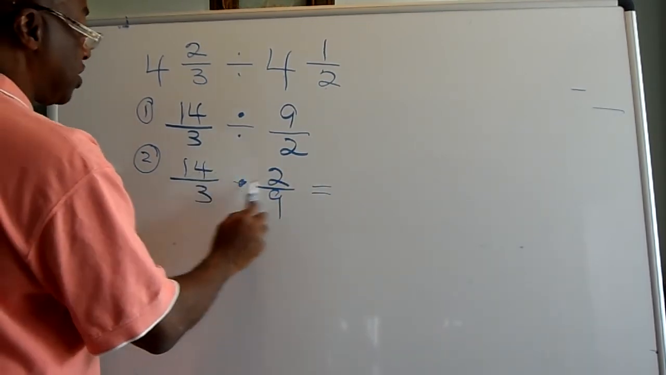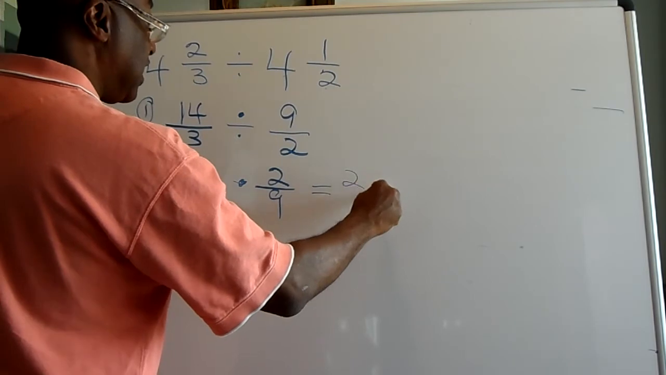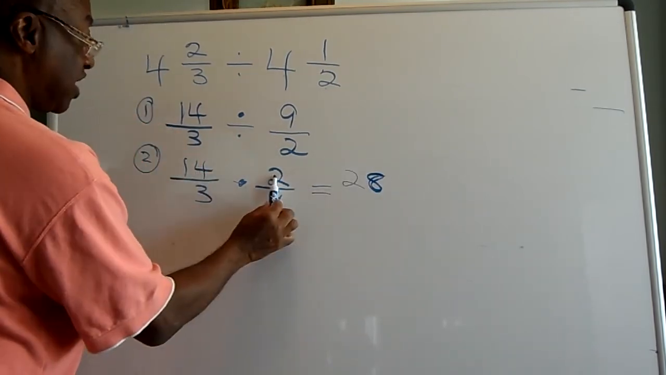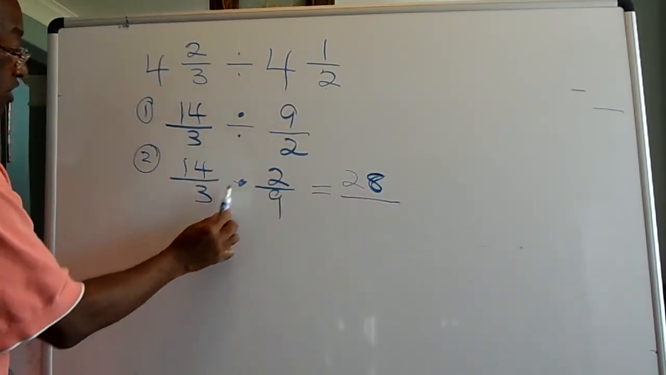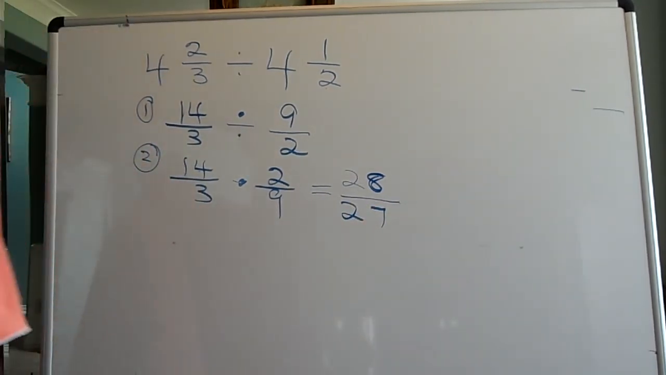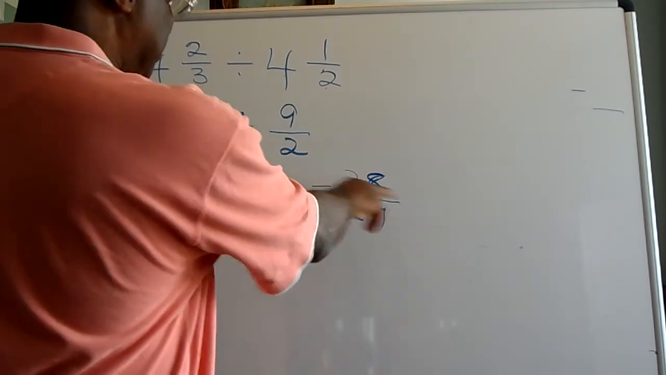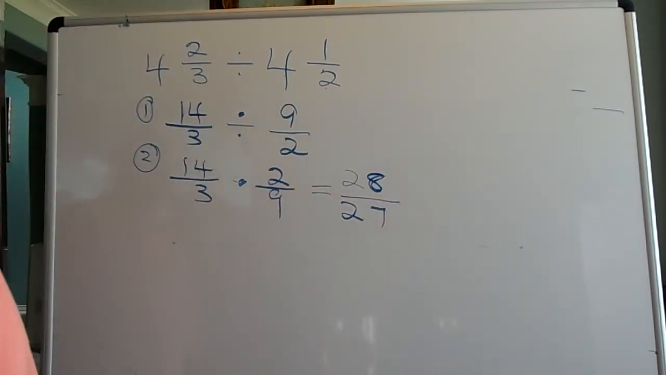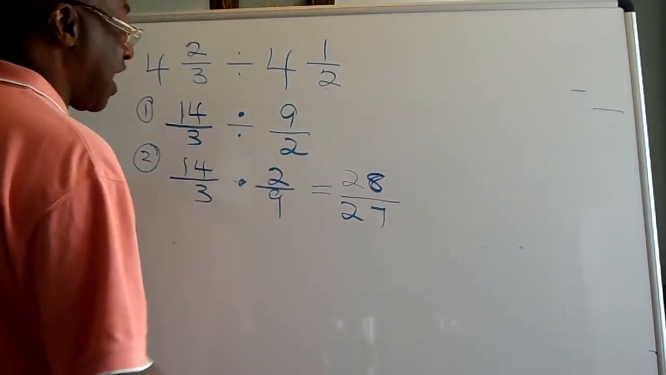Multiply straight across. 14 times 2 is what? 28. 14 times 2 is 28. Then 3 times 9 is what? 27. Remember to multiply fractions. Your basic rule is to multiply the tops and then multiply the what? Bottoms. Or the numerators and the denominators.